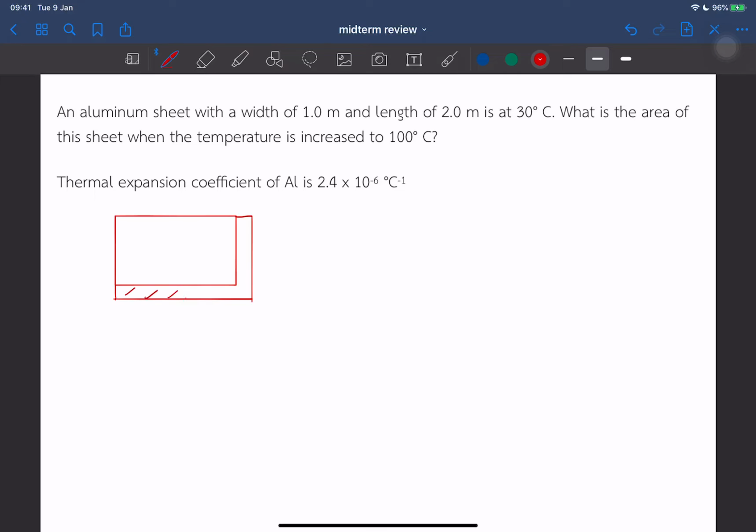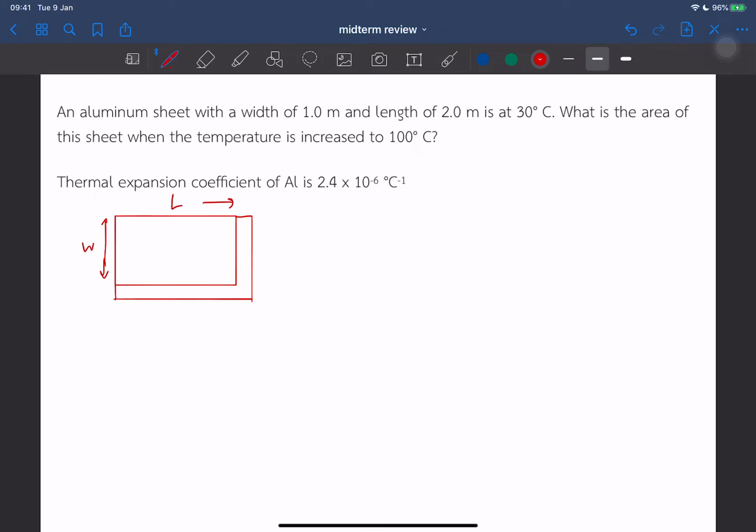So this is the new area increase for this sheet. Your task is to find out what is the new length and the new width, and then multiply those two together. Then you get the new area. Okay, so that's how we're gonna do it. Let's do that.